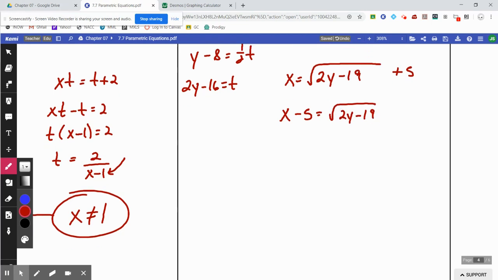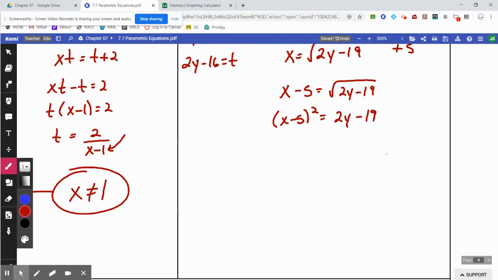To get rid of a square root, we're going to square. So I now have x minus 5 squared. And I'm going to leave it like that so that we have that transformation form that's easier to work with. Let's get rid of the 19 by moving it over. That'd be x minus 5 squared plus 19.